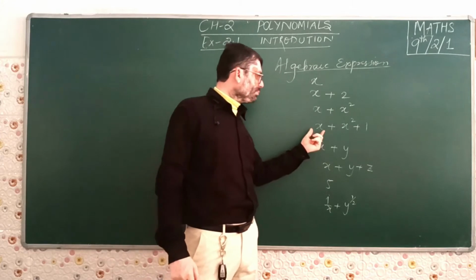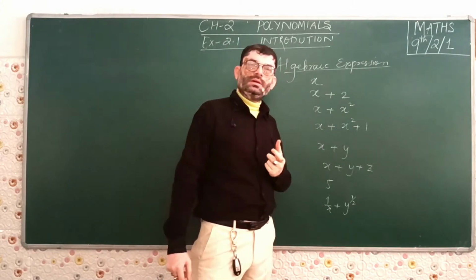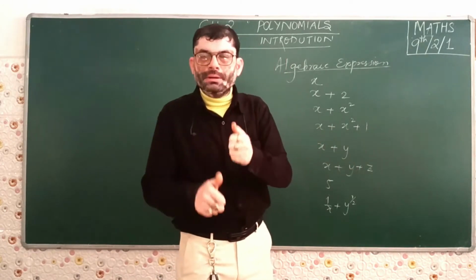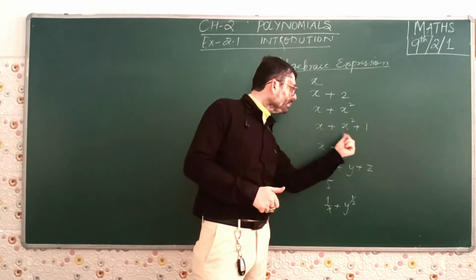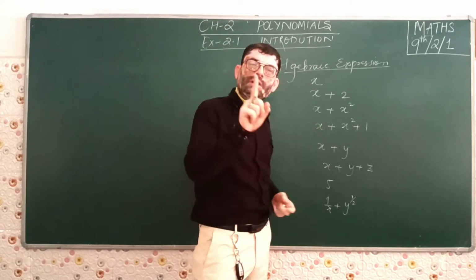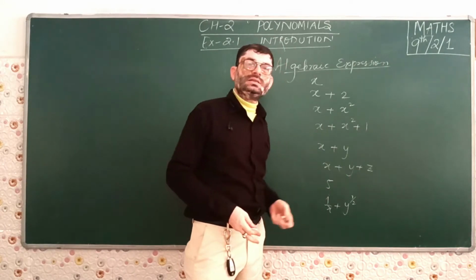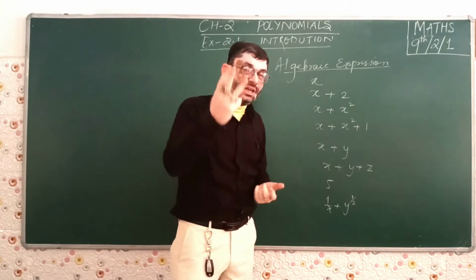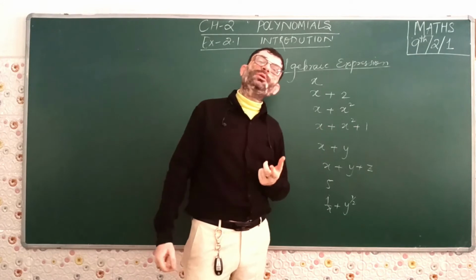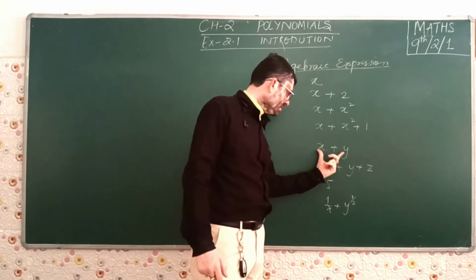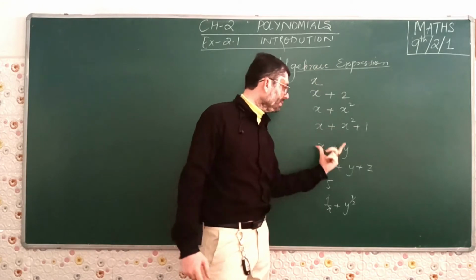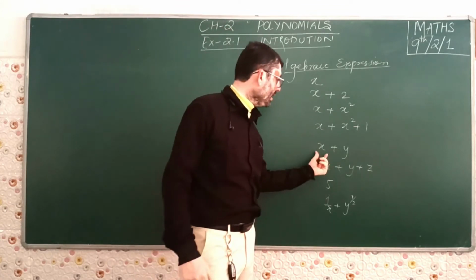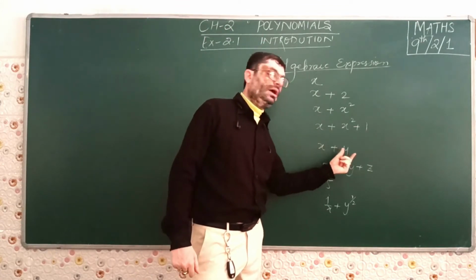Next, x plus x squared plus 1: three terms, x, x squared, and 1. A combination of a variable with a constant. Only one variable is used. So this is also an algebraic expression in one variable with three terms, and a combination of both the variable and the constant. Next, x plus y, another algebraic expression. How many variables? Two. One is x, another is y.